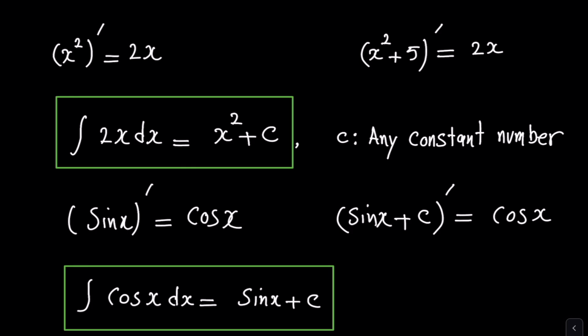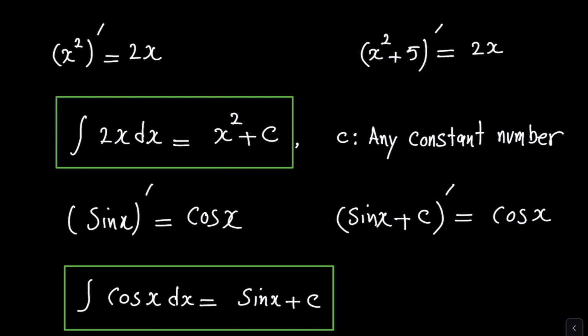So let's get started by looking at a very simple example. Take the function x squared. If we differentiate this function, then the derivative will be 2x. Similarly, if you differentiate x squared plus 5, then the derivative will still be 2x. And the reason is that the derivative of 5, which is a constant, is 0. So if I replace this number 5 by any other number, by 100, by 7, by minus 200, any other number, still the derivative will be 2x.